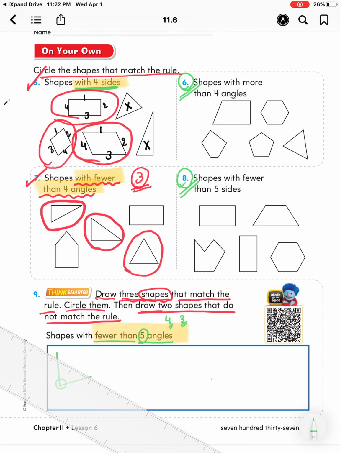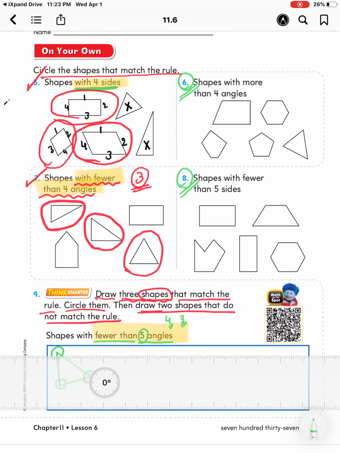Let's finish this shape like this. Please use your ruler. And here we have two sides made together to form an angle, and here is another one. So this is the first shape. Now we should draw how many shapes? 3 shapes that match the rule.